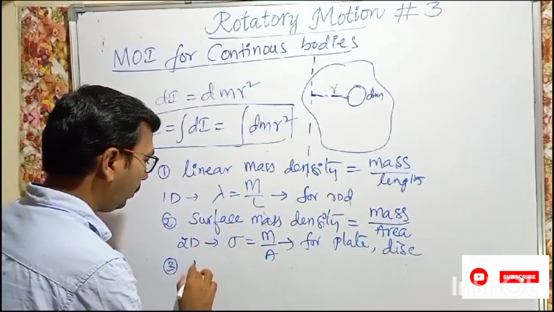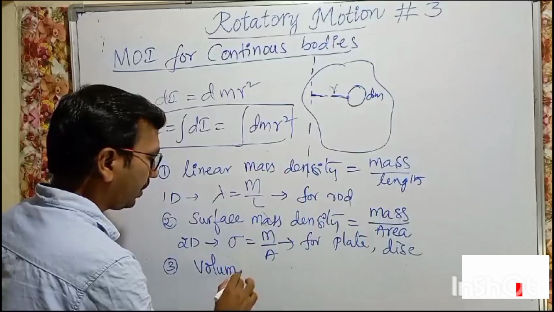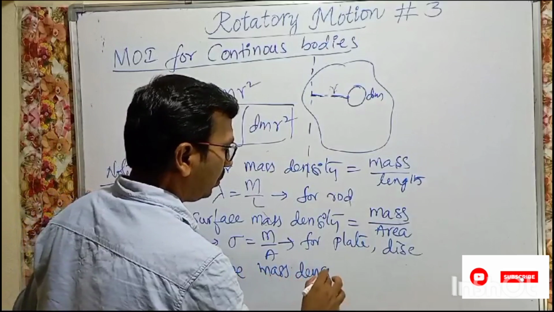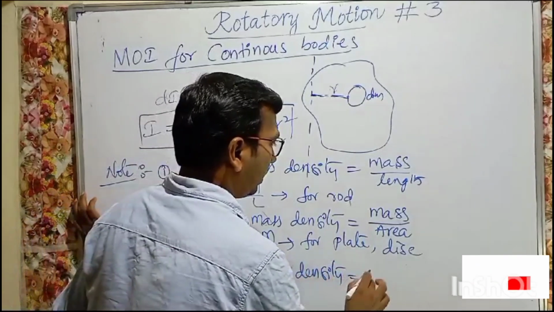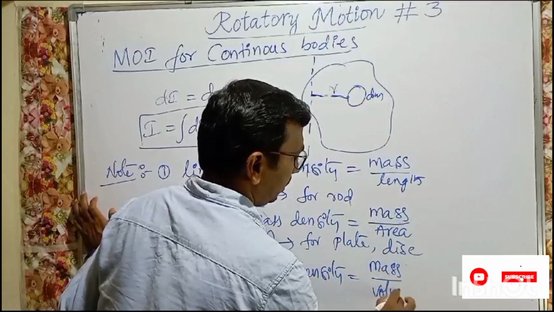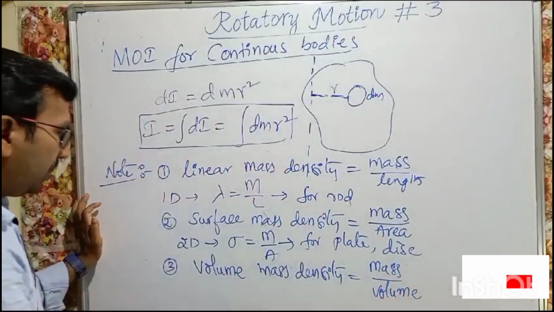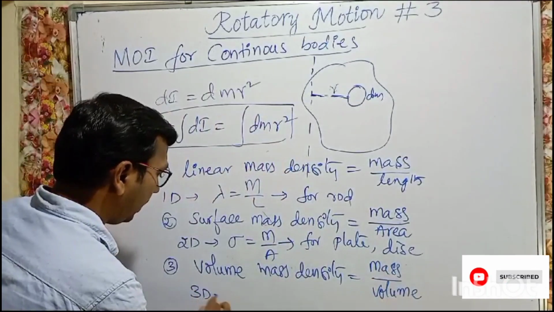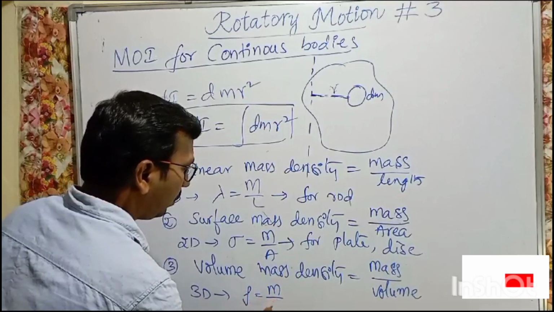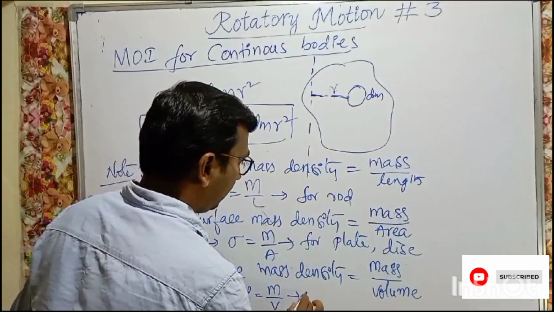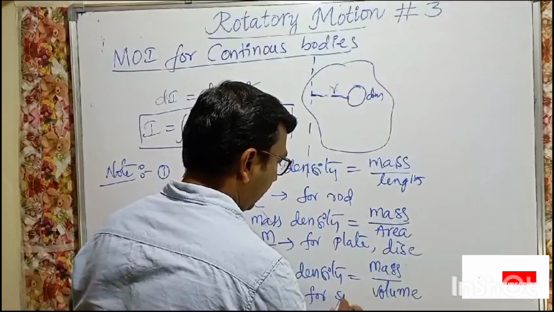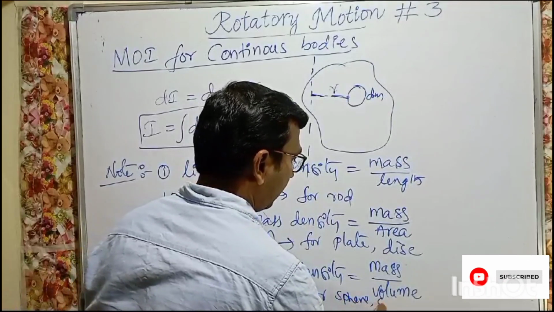Next, third one, volume mass density. You can represent it as mass by volume. This is three-dimensional volume mass density, for three-dimensional bodies. So here density is equal to mass by volume. This is for cylinder, etc.